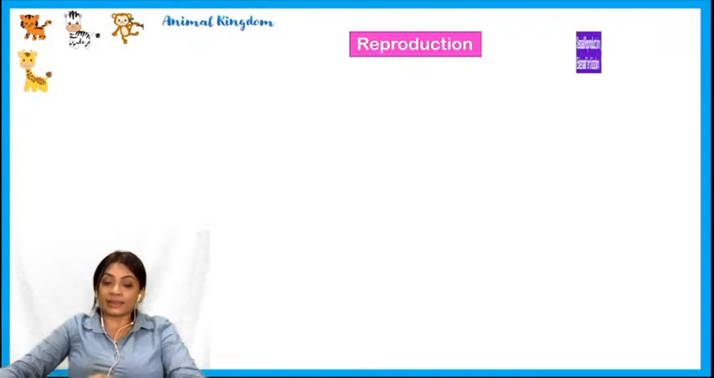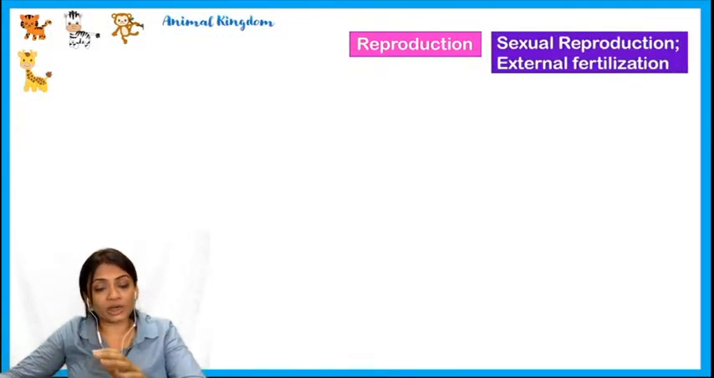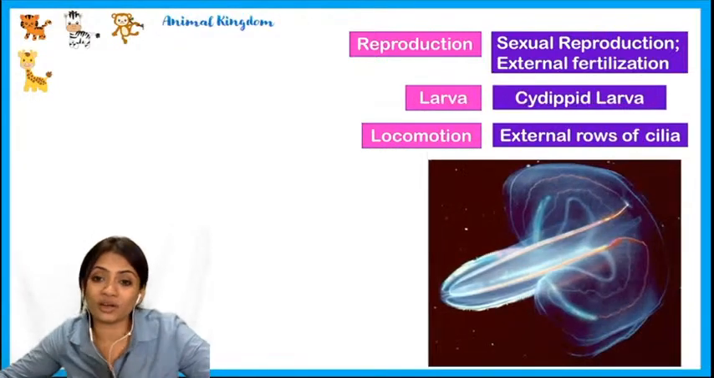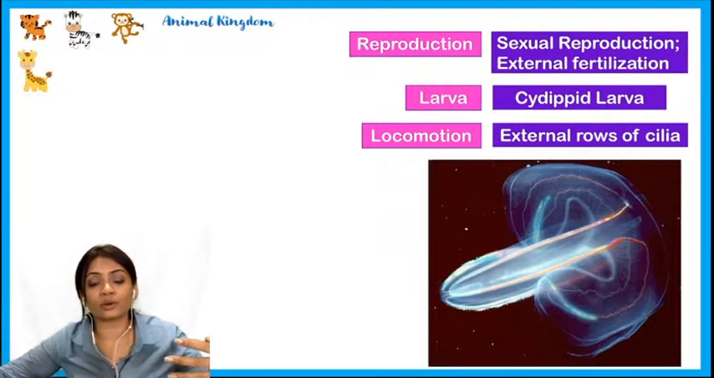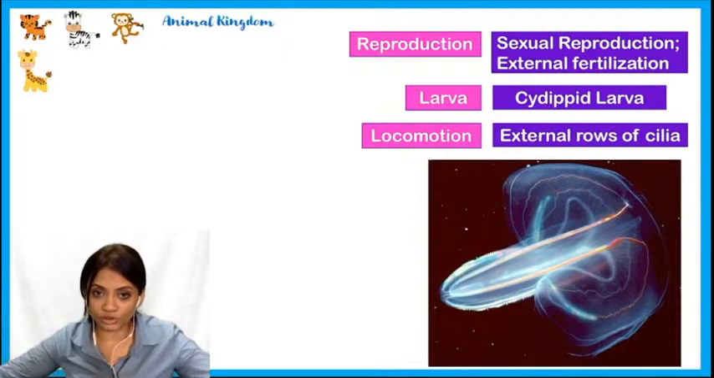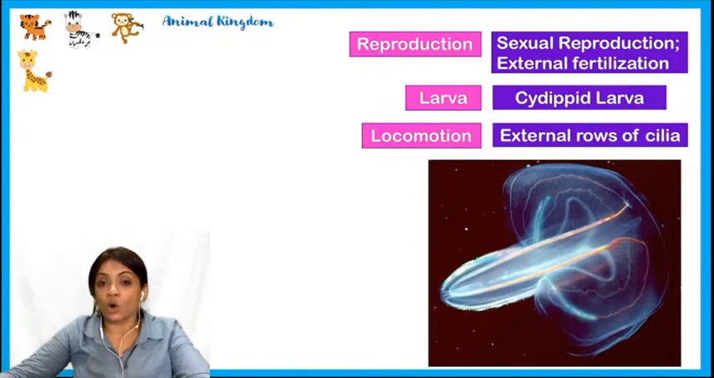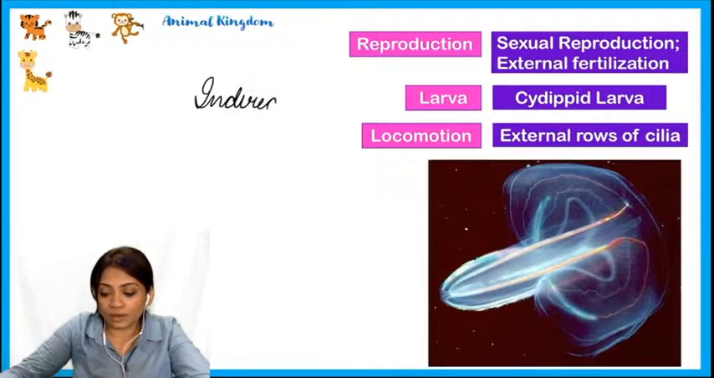All right, then in this phylum, talking about reproduction, sexual reproduction occurs, but the fertilization is external, not happening inside the female body. All right, locomotion here, there are external rows of cilia seen over here. Okay, and these external rows of cilia help this animal keep swimming in the water. There are larval forms of this, which means that if a larval form is present, what type of development is it? Can I call it indirect? Okay, it can be called indirect development.